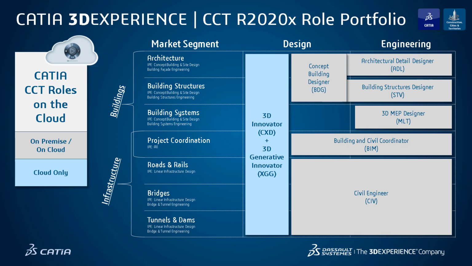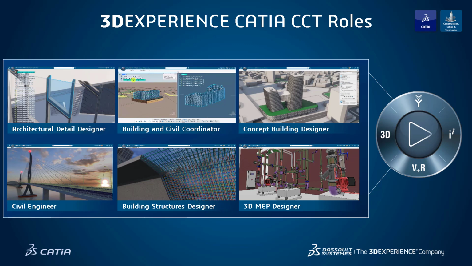On the design side, we also have the Concept Building Designer, and then on the engineering side, the more detailed design-oriented roles, we have the Architectural Detail Designer, Building Structures Designer, 3D MEP Designer, Building and Civil Coordinator, and then the Civil Engineer, which covers both the design and the engineering aspects of a large civil or infrastructure project. An overview of the roles then in context.